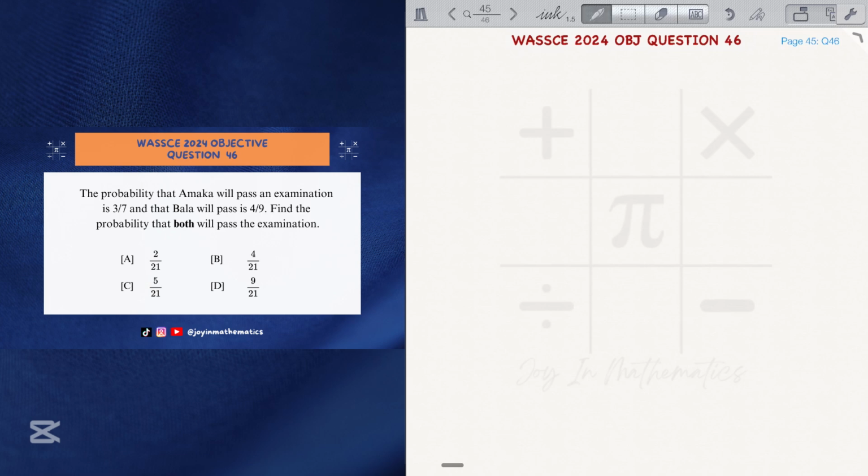And now let's proceed on to WAEC 2024 objective question 46. We have the question that says the probability that Amaka will pass an examination is 3/7 and that Bala will pass is 4/9. Find the probability that both will pass the examination. So we have two events. We call event A the one that says that Amaka will pass the examination, and event B the one that says Bala will pass.